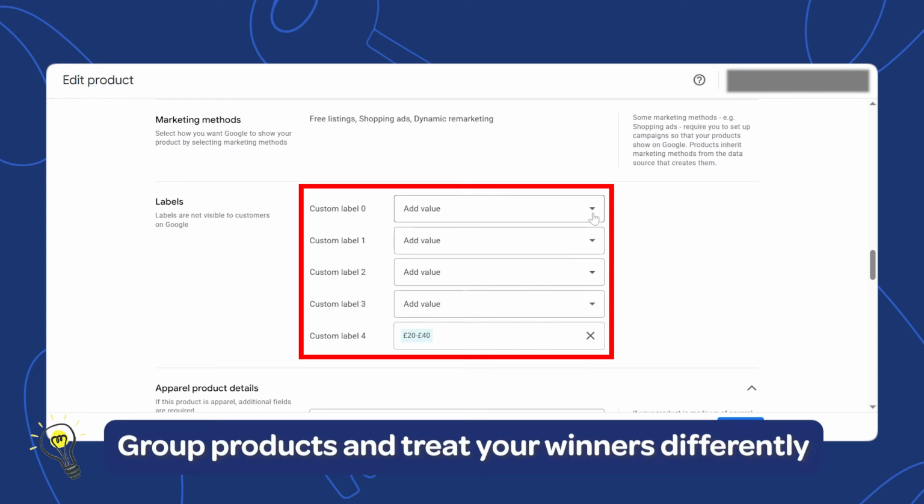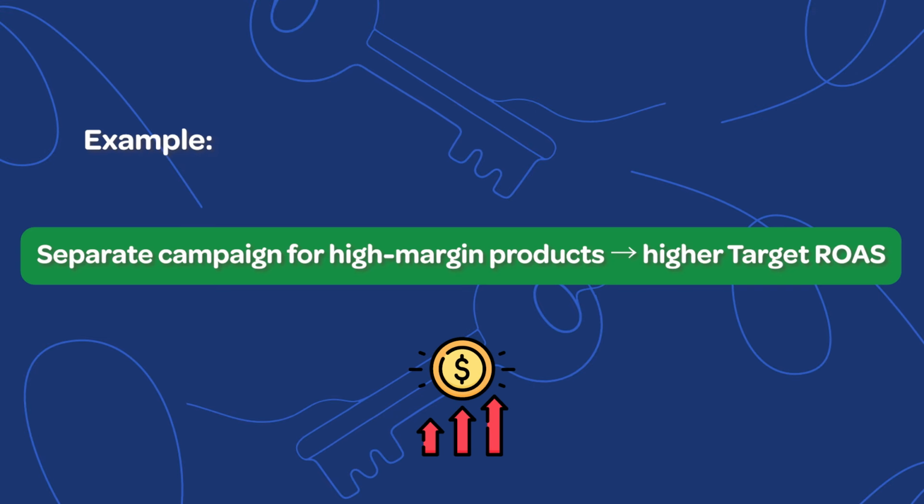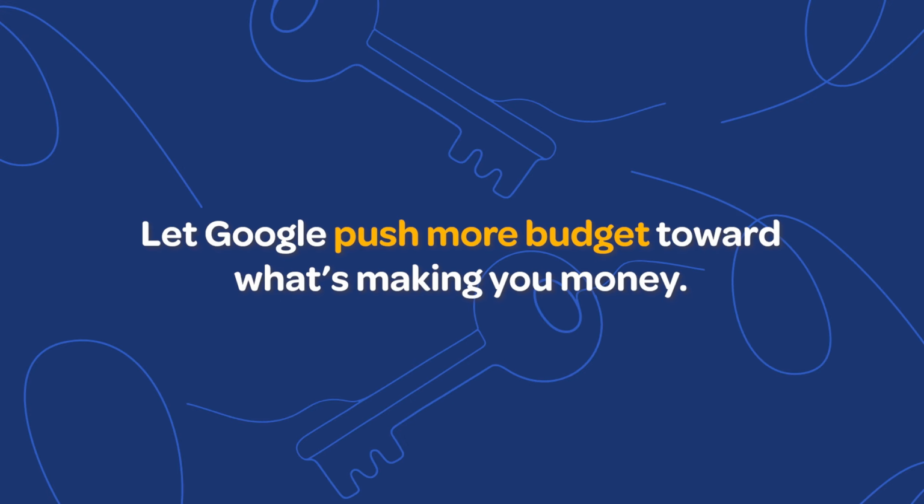Okay guys, this last mistake ties back to the first mistake that we spoke about. Messy campaign structure. The truth is, not all your products are equal, and they shouldn't all have the same bids. Your high margin products, your best sellers, your seasonal winners, those deserve more aggressive bidding. The way to do this is by setting up custom labels. This lets you group products so you can treat the winners separately from the rest. For example, you can create a separate campaign for your high margin products and give them a more aggressive target ROAS. That lets Google push more money towards the products that are actually making you more money.